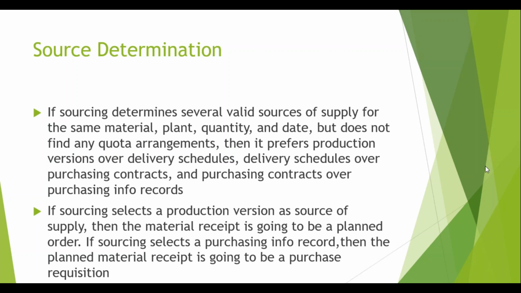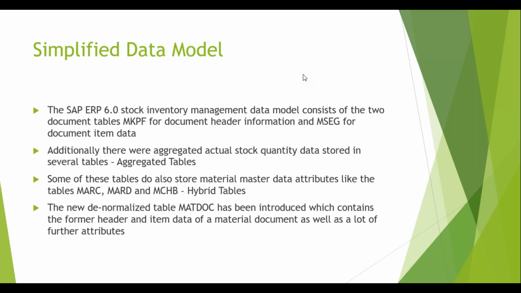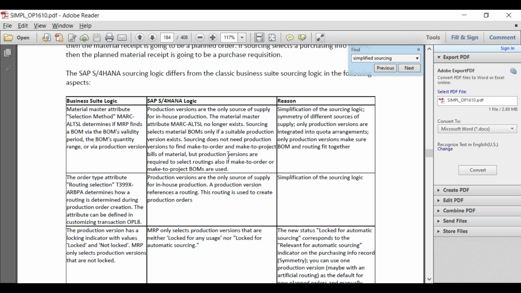Now let me tell you the difference, how this was handled in ECC versus how this will be handled in SAP S4HANA by showing you the simplification list directly. Just give me a minute. Okay, let me know once you are able to see the simplification list. You can check this out on page number 184 of 1610. Can you see this? Yes.